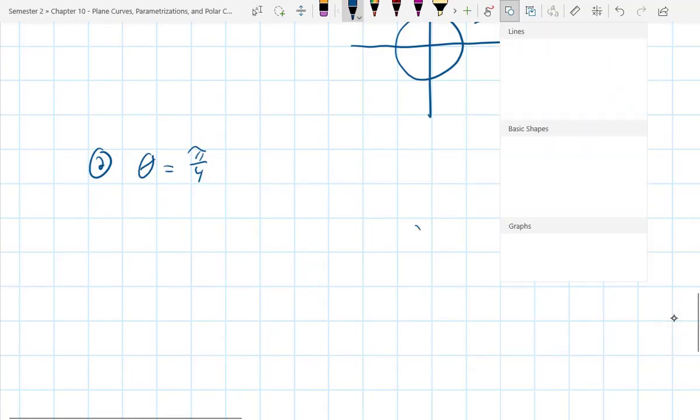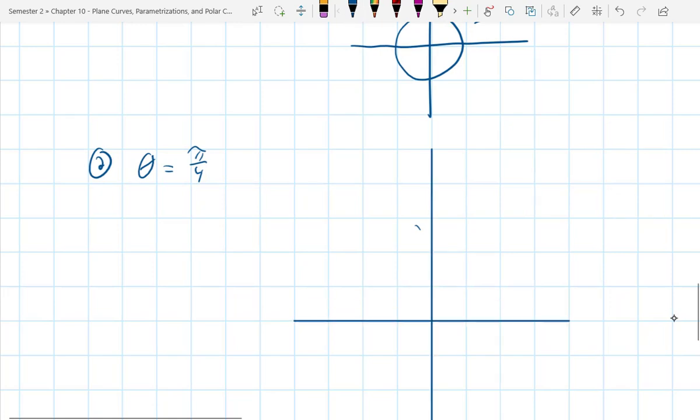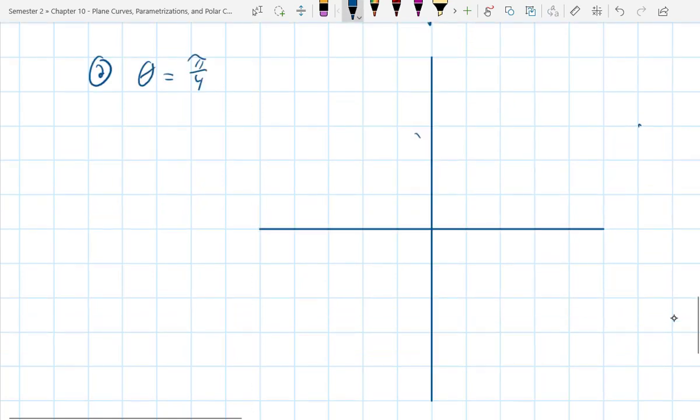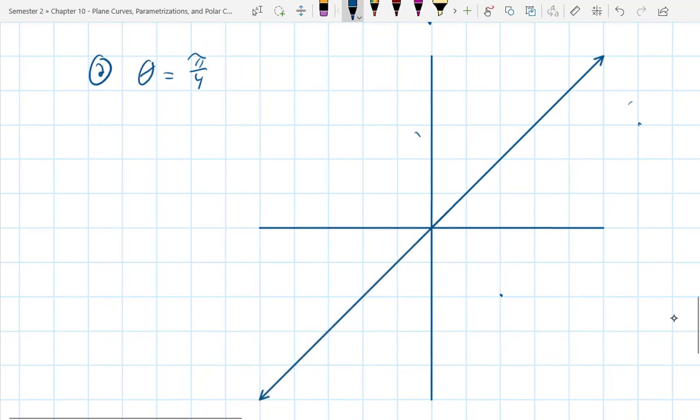Okay, so if I have a graph of that, and theta is pi over 4, so it's a 45-degree angle. In my early days, I used to teach that was a ray before we actually realized that radii can be negative. So this is just positive radius, negative radius. That is a theta of pi over 4. It's just a line.